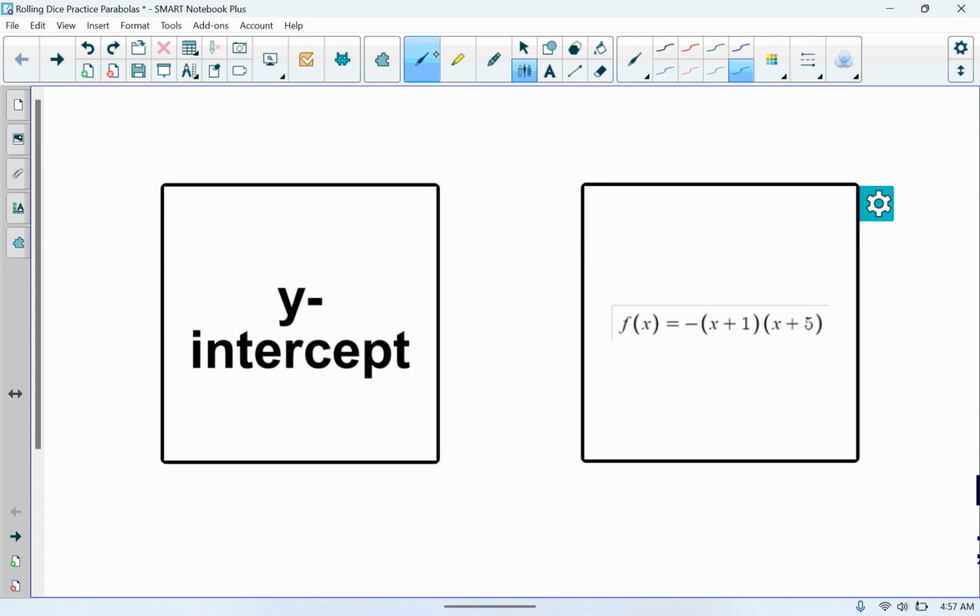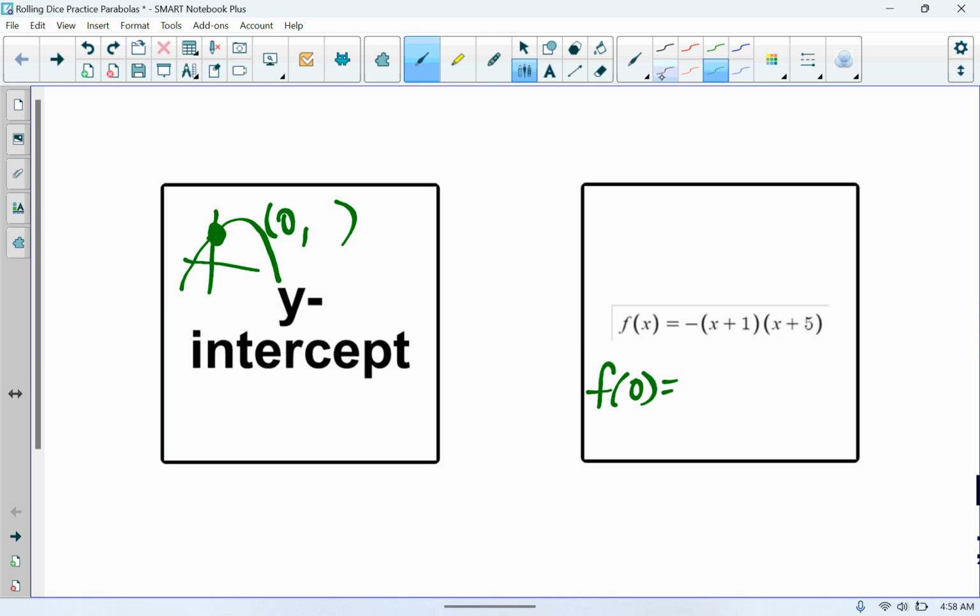Y-intercept. All right, this was new for us. So y-intercept is going to be the point where the graph, our function, crosses the y-axis. So when we cross the y-axis in general, the x value is always going to be 0. We might not know the y value right away, but we know the x value is going to be 0.